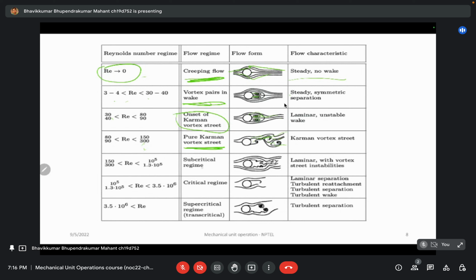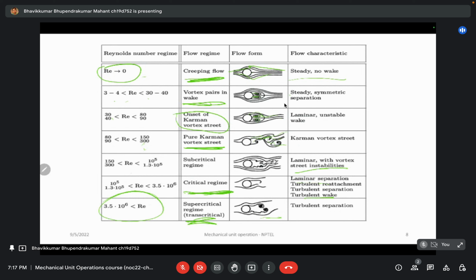And if you go for a much higher Reynolds number, then laminar flow is still maintained with vortex state instabilities. And if you go for a higher Reynolds number, from 10 to the power 5 to some value of 10 to the power 6, then it is known as the critical region. In the critical region, turbulence of flow starts, then laminar separation starts, then turbulent wake and turbulent reattachment will be there. And beyond this 3.5 times 10 to the power 6, you go into the supercritical regime, and as you can see, the whole flow is in the zone of turbulent separation.